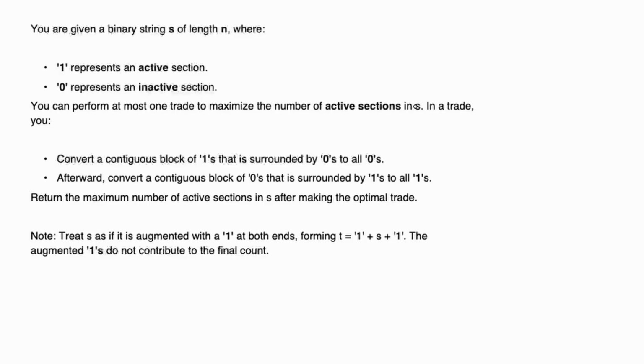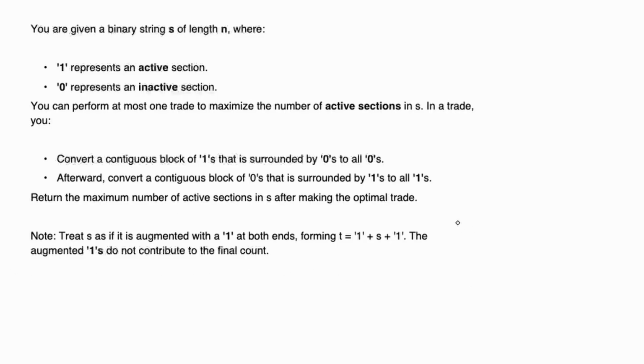The way a trade works is that first, we convert a contiguous block of ones that's surrounded by zeros to all zeros. Then afterwards, we take a contiguous block of zeros surrounded by ones and make them all ones. It's a little confusing, but when we get into an example, you'll see how this works. We want to return the maximum number of active sections in s after making the optimal trade.